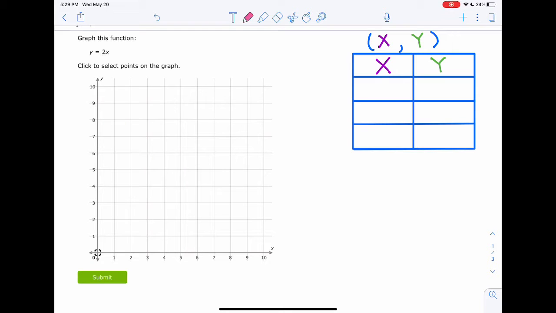Hi guys, so today we're going to be looking at proportional relationships again, and the reason is because I want to make sure that for 8th grade your graphing skills are on point. So let's go ahead and look at this first equation, y equals 2x, and we need to graph this line.